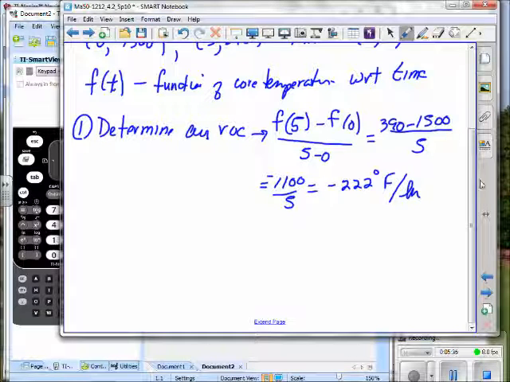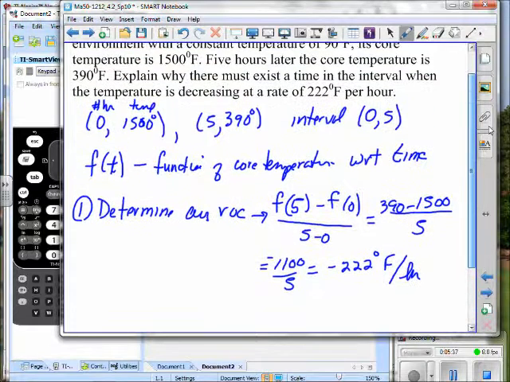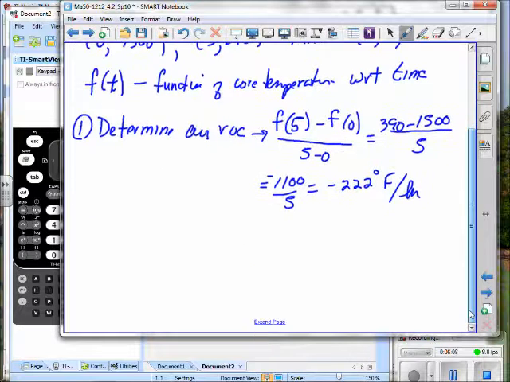Okay, so if we know what the average rate of change is, we want to know what? Again, Jenna? Instantaneous rate of change. Now, we don't know what the derivative is, do we? So how can we take the instantaneous rate of change? What do you think?